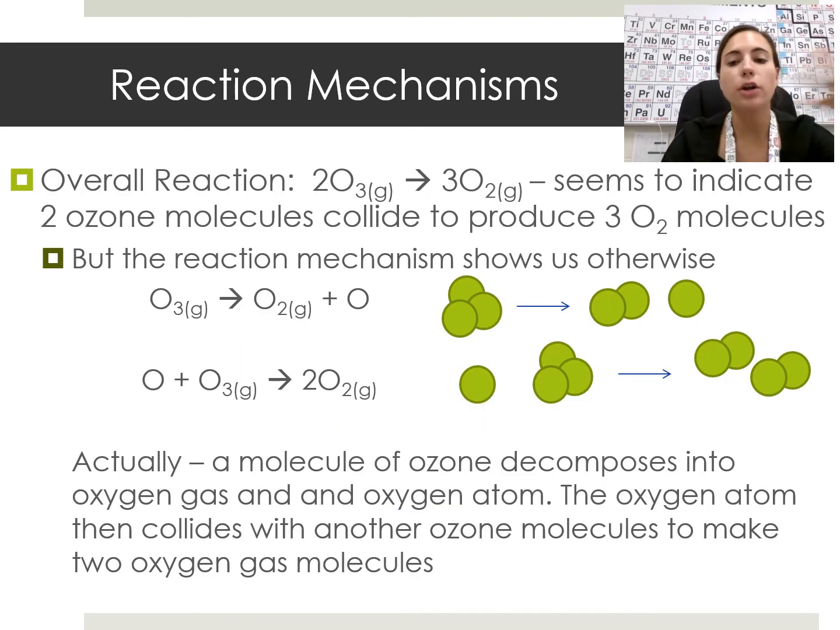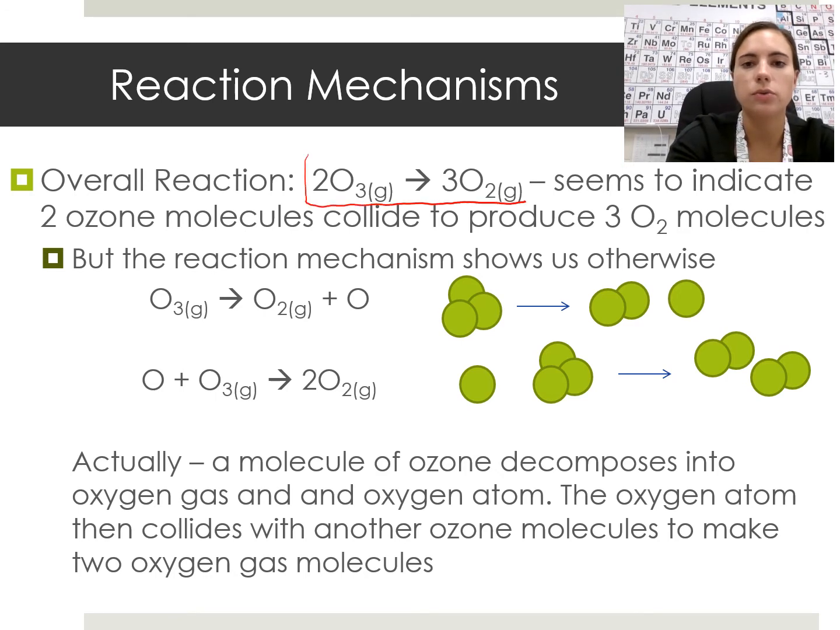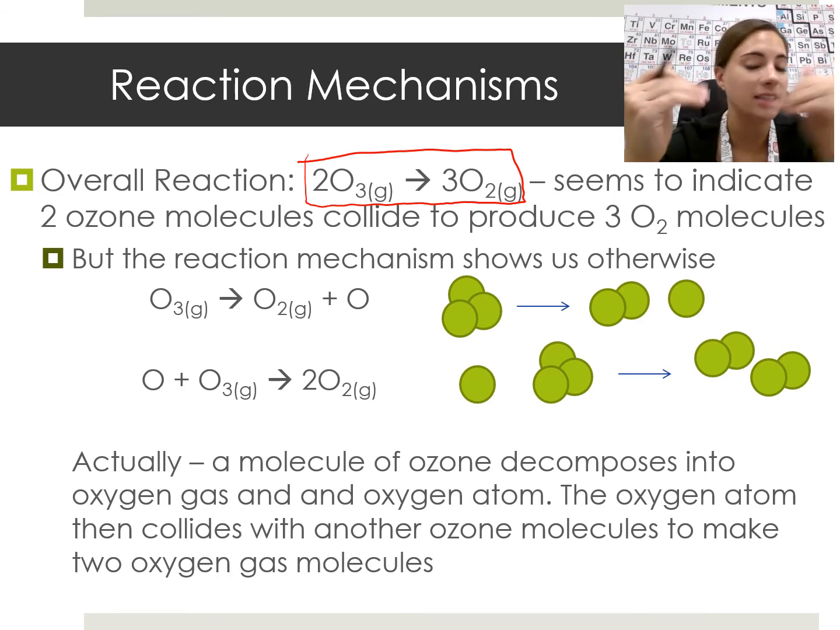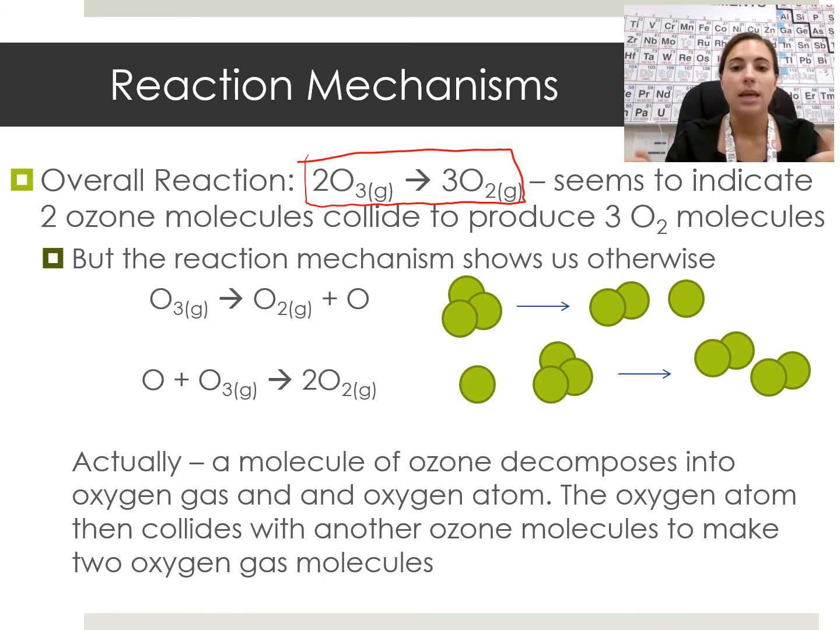So when we're given an overall reaction, such as 2 ozone molecules react to form 3 oxygen molecules, just at face value I would say, okay, 2 ozone molecules collide, and now we have 3 oxygen molecules. But if we look at the reaction mechanism, we actually see that this doesn't happen all at one time. It actually happens in 2 steps.